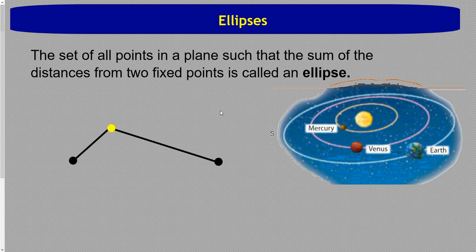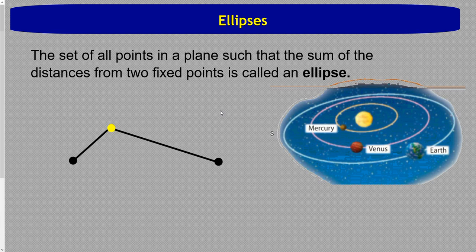All right, still talking about conics, or the sections that can be sliced from cones. We are now talking about ellipses. The set of all points in a plane such that the sum of the distances from two fixed points is fixed is called an ellipse.